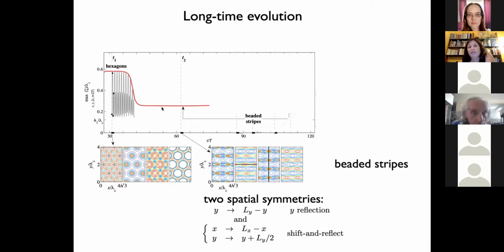And so we thought, okay, well, he was right. It's not hexagons. Beaded stripes are the final pattern. Again, I'm showing you 4 pictures: this is t equals 0, t over 4, t over 2, 3t over 4 during one Faraday oscillation period. So he was right, but he kept running.